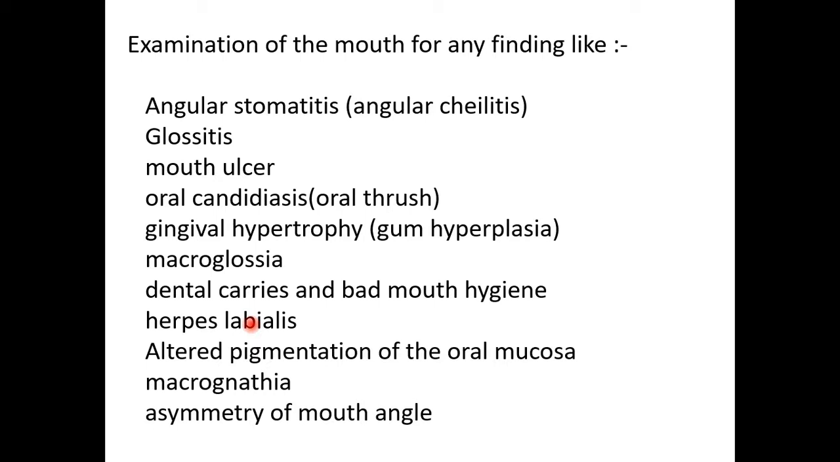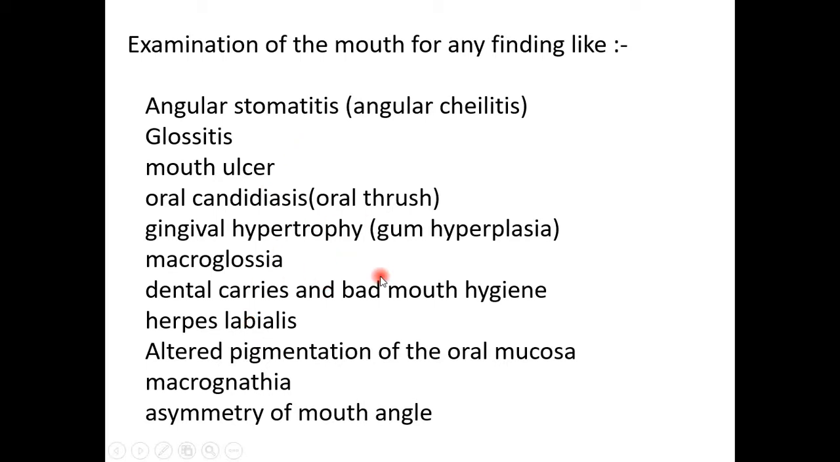Gingival hyperplasia or gum hypertrophy or gum hyperplasia is an important finding in the mouth. It may be due to drugs, for example amlodipine or antiepileptics, phenytoin. It may be due to leukemia like M5. It may be due to chronic gingivitis, and it may be due to vitamin C deficiency. We call it scurvy. Macroglossia, which is enlargement of the tongue, in patients with acromegaly or in patients with hypothyroidism.